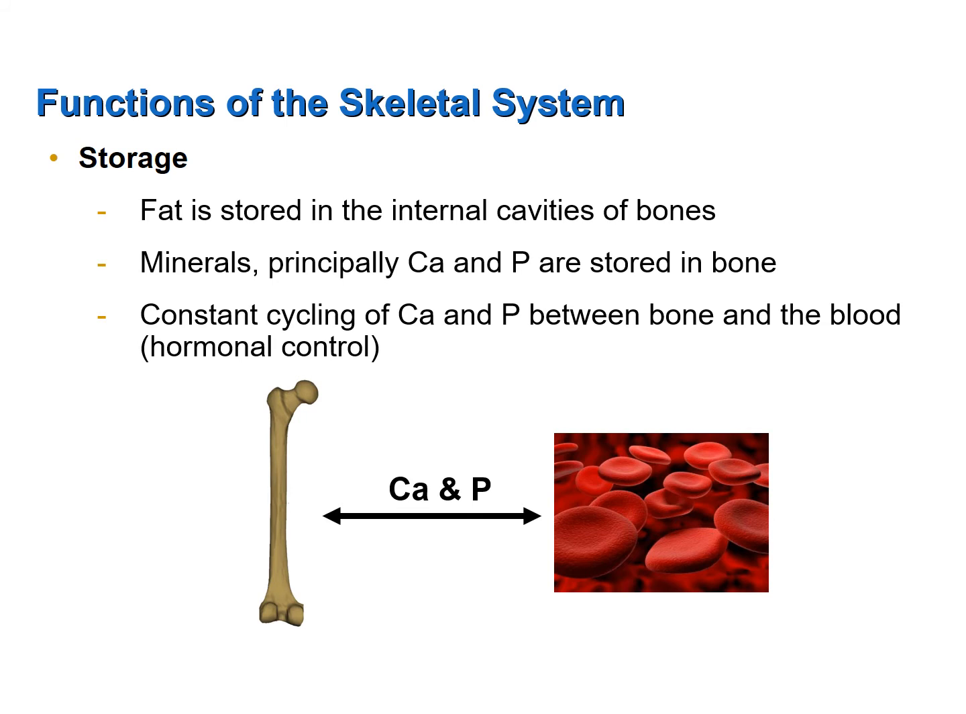If calcium levels in the blood fall too low, calcium will be pulled from the bone and deposited or enter the blood to raise the calcium levels back to the normal range. Likewise, if calcium levels in the blood get too high, calcium will be deposited on or in bone, removing it from the blood and reducing the calcium levels back to the normal range. This cycling of calcium and phosphorus between the bone and the blood is under hormonal control or under the control of the endocrine system.